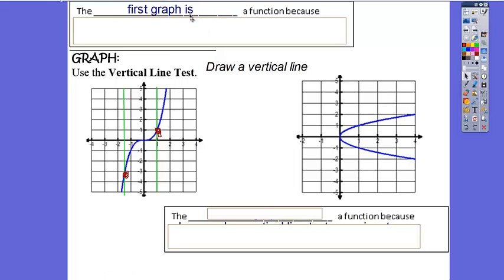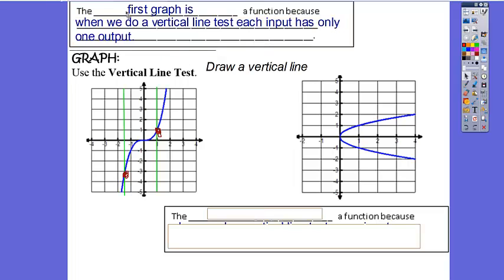So I said the first graph is a function because when we do the vertical line test, each input has only one output. So when I drew my vertical lines, each x value only matched with one y value. So this second one is not a function. So I want you to think about why it's not a function. Pause the video now.